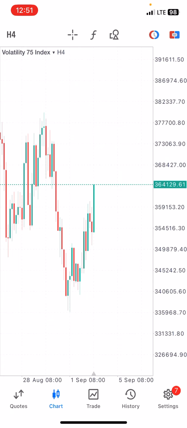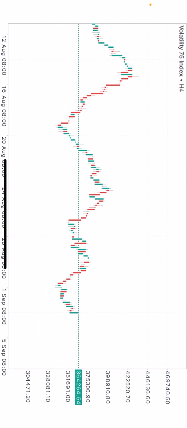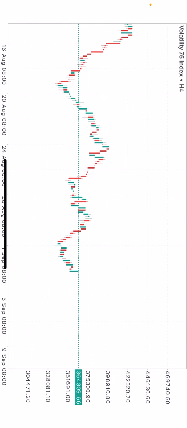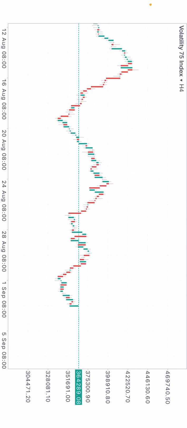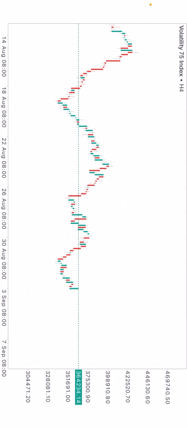Okay, so let me just rotate my screen. This is V75. I usually like to start from these very high time frames. Why? Because we're going to be trading for a long time. So I want to do a top-down analysis.